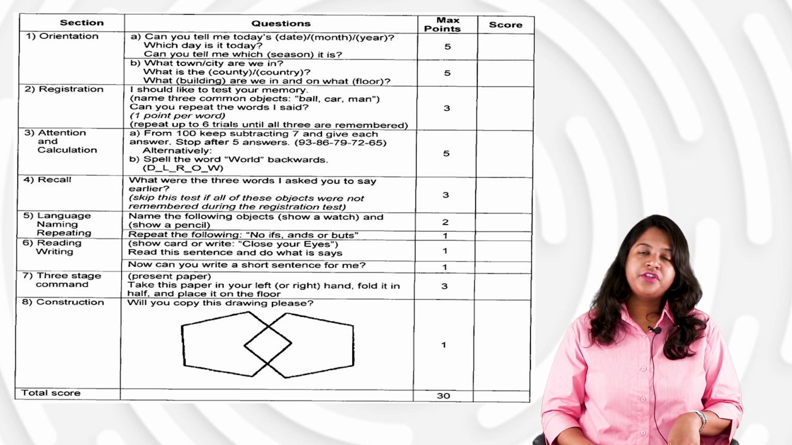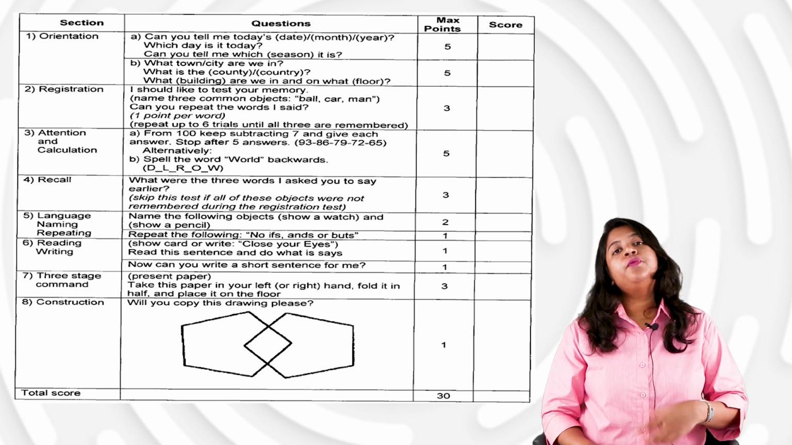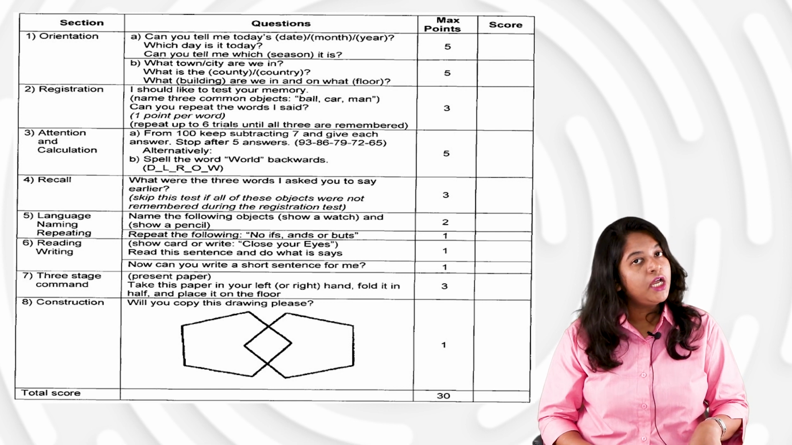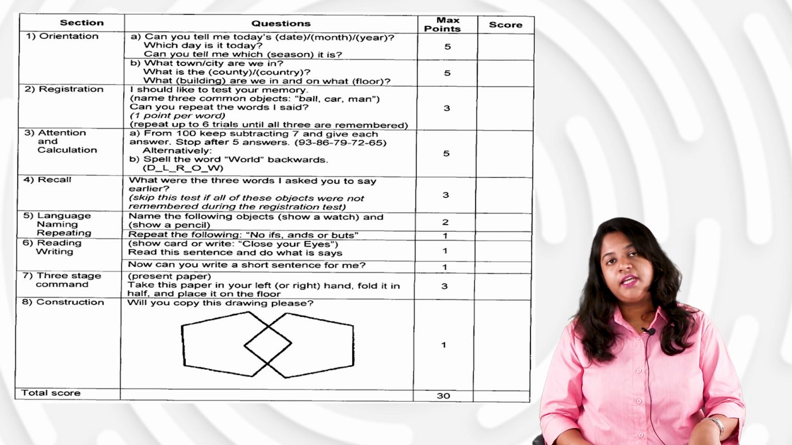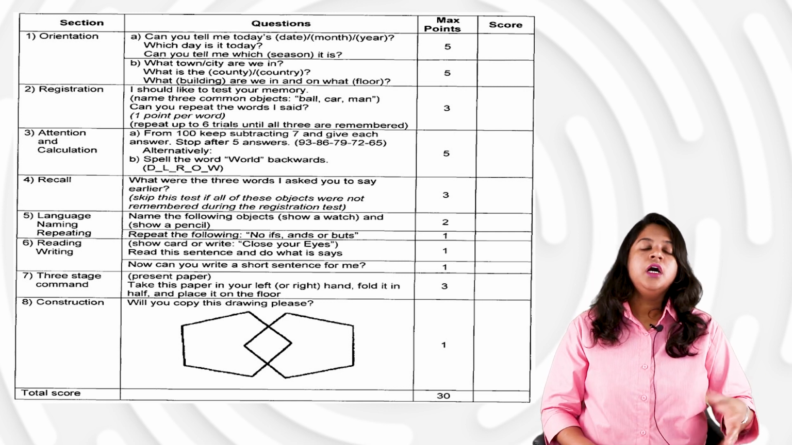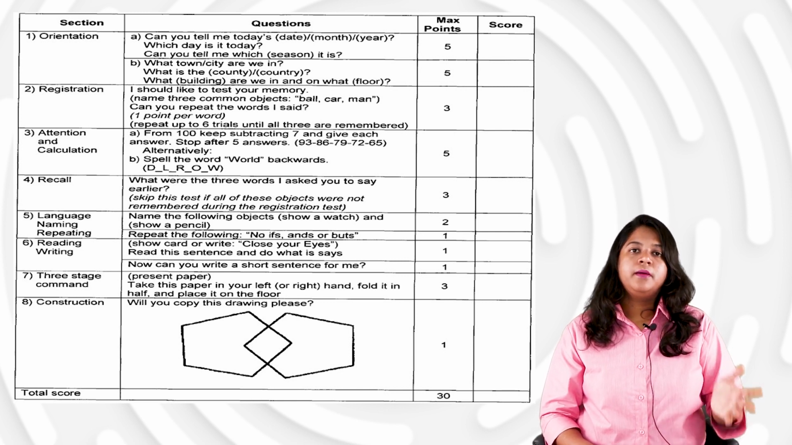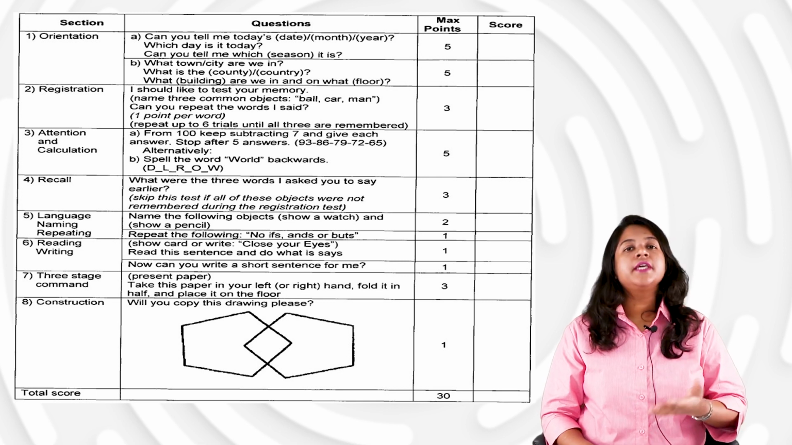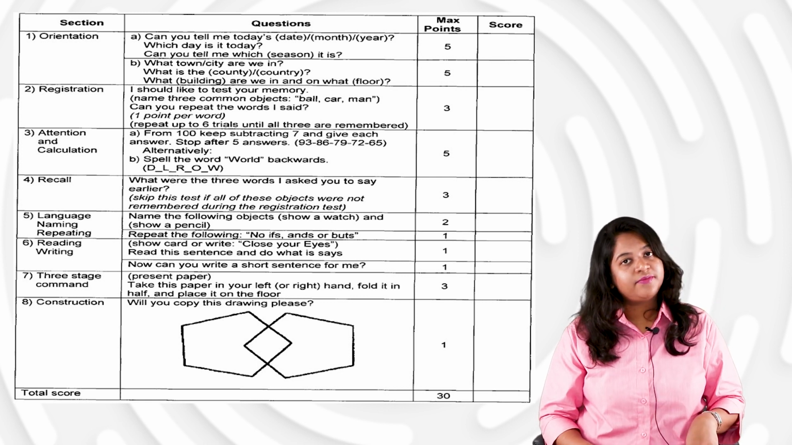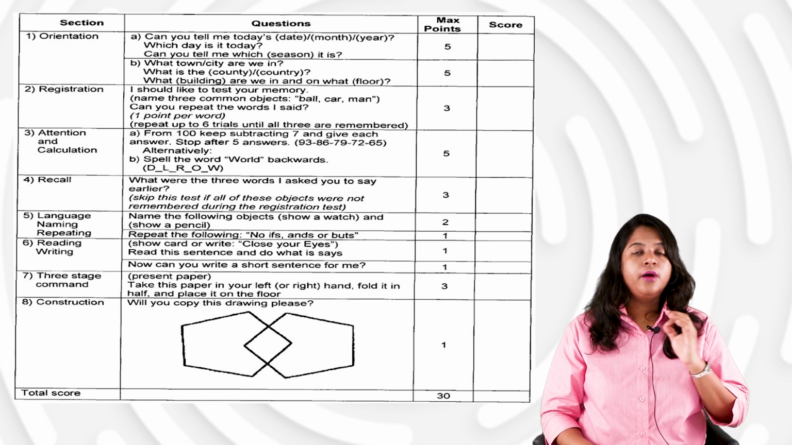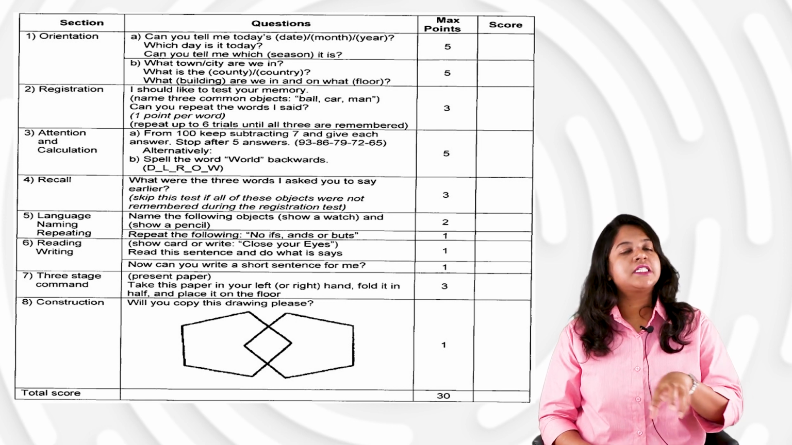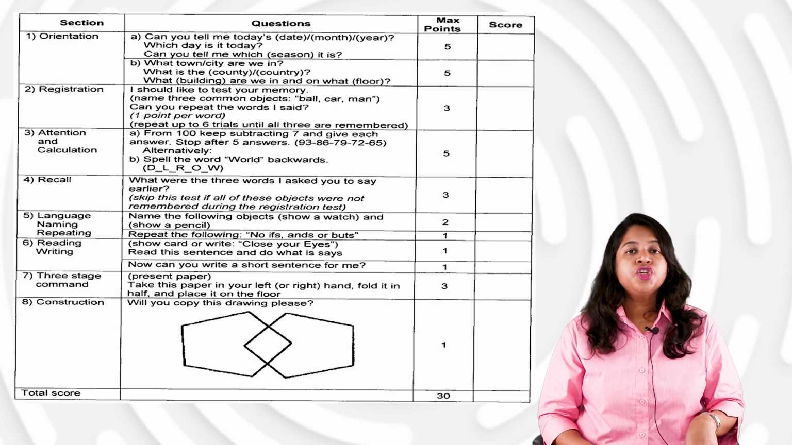The next component is the registration. Registration includes a score of 3. How will you do the test? You tell the names of 3 objects, and ask the patient to repeat them. If the patient responds correctly, you give a score of 1 for each right answer. For example, you say the names of objects like pen, pencil and paper. Whenever you say the names, see to it that there is a gap of 1 second between the names, like car, ball, watch. You can give any 3 objects. If the patient says all 3 correctly, you give a score of 3.